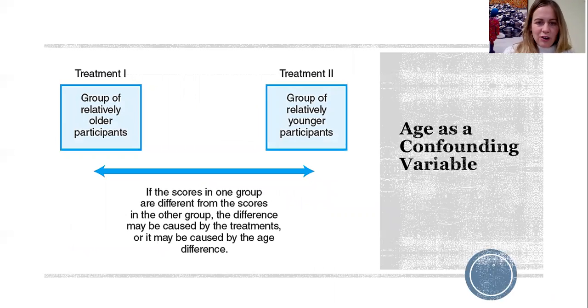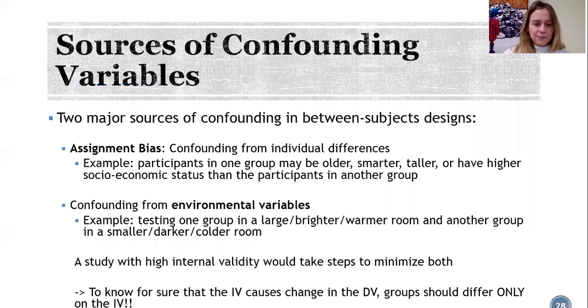So this shows it in a graphical visual way. If all of the people in one group just happen to be older, smarter, faster, wiser than the people in this other group, then this is a problem because we wouldn't know if our groups are different because of whatever treatment they received or because of those individual difference variables. So assignment bias, or confounding because of those individual differences, is one way that we can have a confound in a between subjects design.